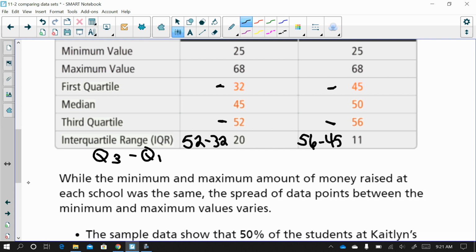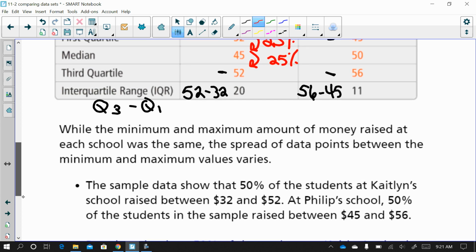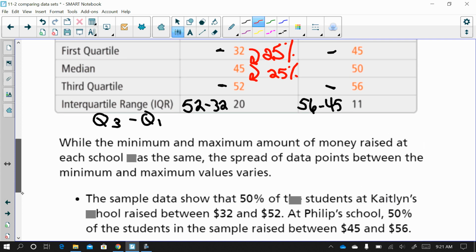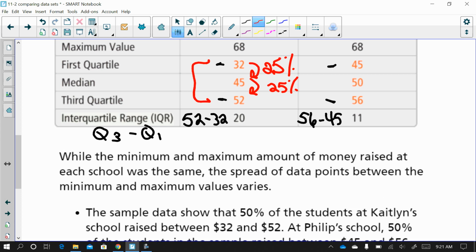So remember, between each quartile is 25% of the data. Okay, so from here to here is 25%. From here to here, it's another 25%, right? So we have 25% of the data between each of those quartiles. The sample data shows that 50% of the students at Caitlin's school raised between $32 and $52. Okay, there's 50% in here. Phillips school, 50% is from 45 to 56.